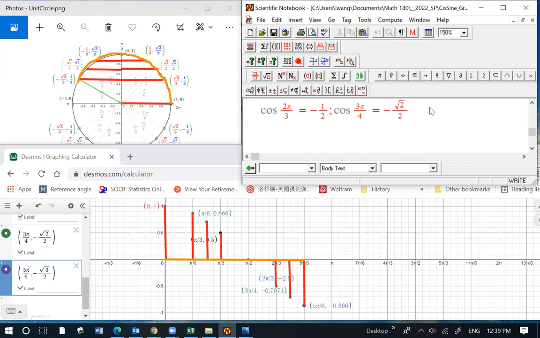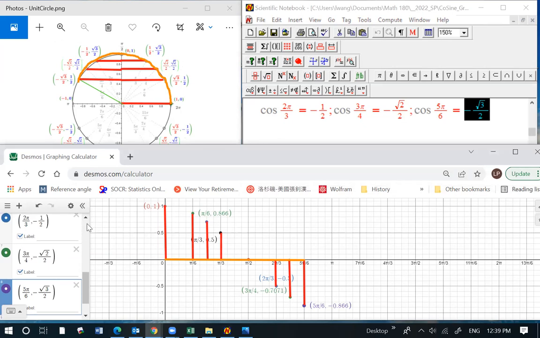Root 2 over 2. And cosine 5 pi over 3. 5 pi, I'm sorry, 5 pi over 6, not 5 pi over 3. 5 pi over 6, which is this guy, that's going to be negative root 3 over 2. Okay, see, input, output. And the points we marked are input, output, input, output, input, output, input, output. Consistent, completely consistent, right? So let me mark all of these points to show it to you, right?